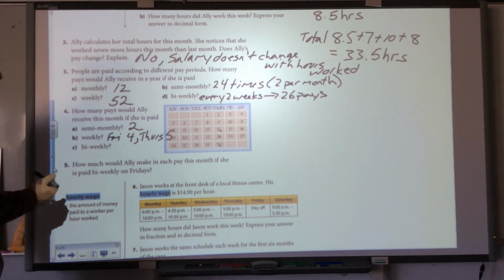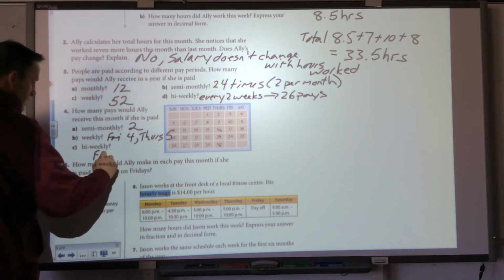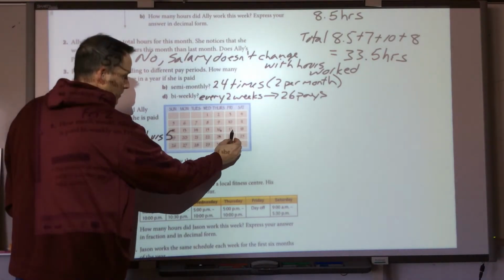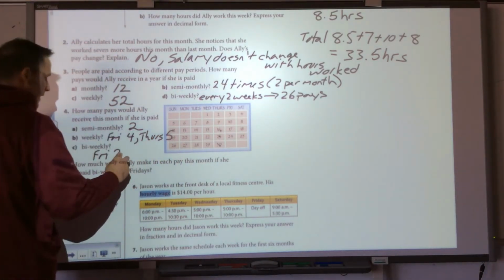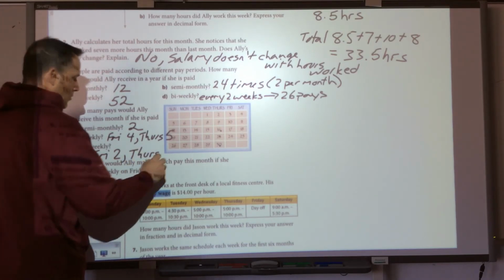Bi-weekly, it's every 2 weeks, but again, it'll depend. On Friday, 2. So if I got paid here, I get paid here. If I got paid on Thursday, it could be 3.